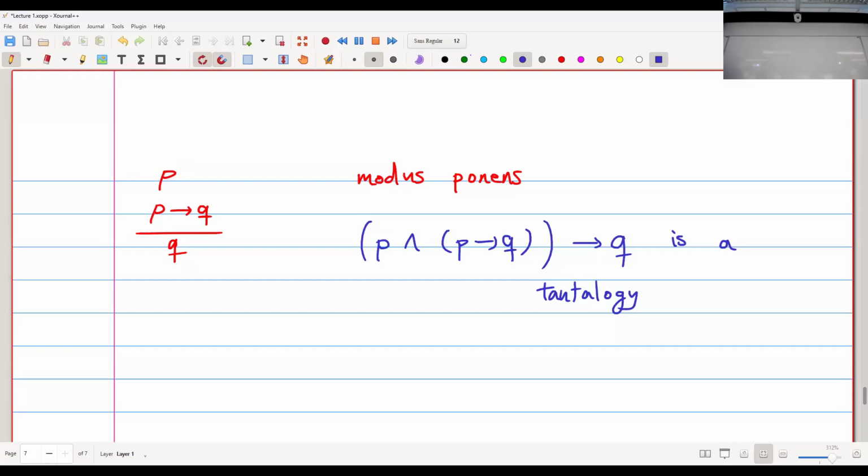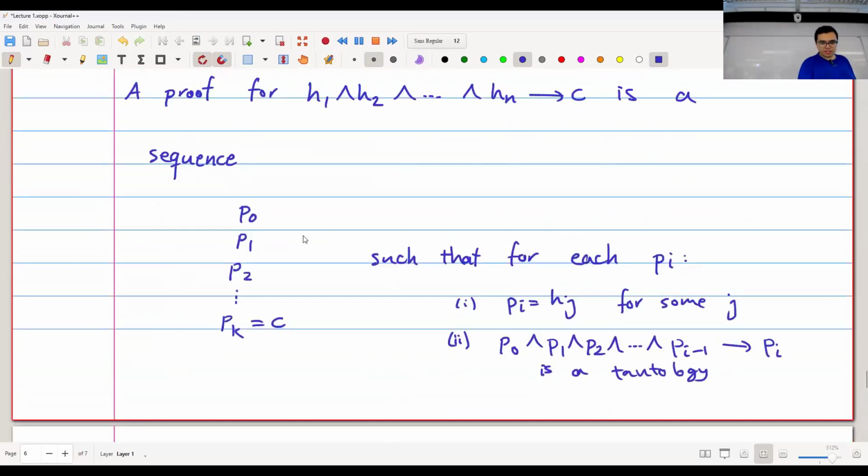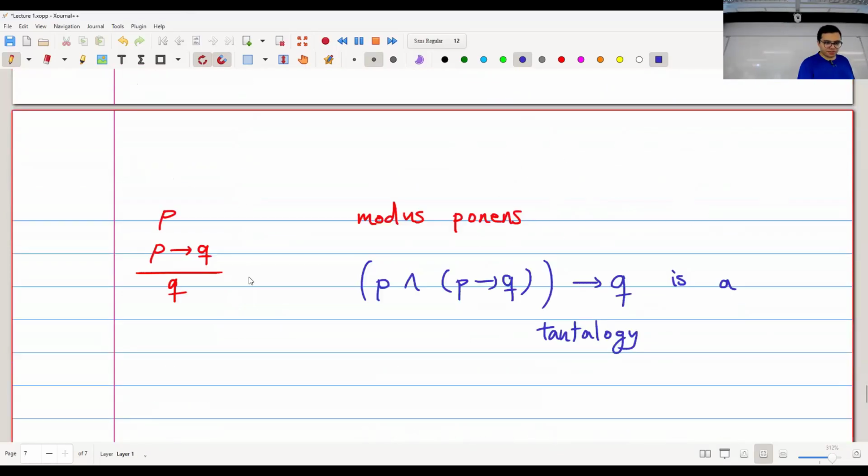So basically the idea is that we create the truth table only once, only for this expression, and we check that this is a tautology. And then we just use it as a rule so that we can just apply it to our different statements and we can create a proof. Okay.